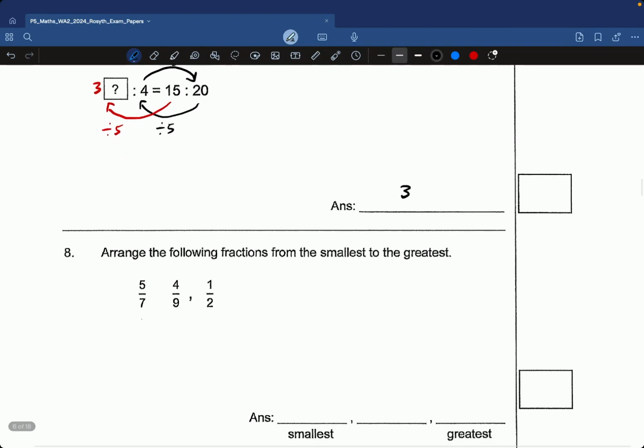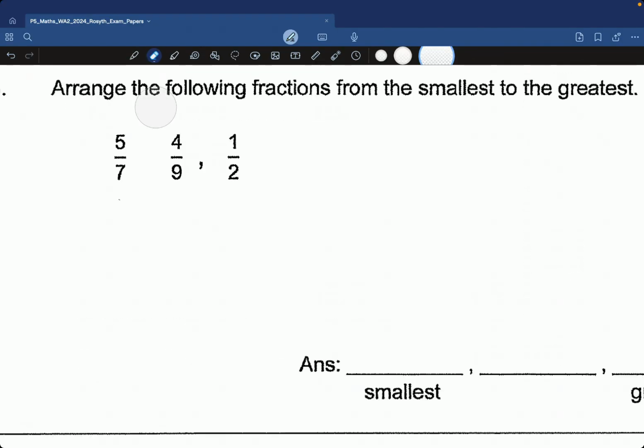Okay, pretty straightforward. Let's move on to question 8. Arrange the following fractions from the smallest to the greatest. So you have 5 over 7, 4 over 9, and half as well, right? I'm just gonna do something a little bit different. What I'm going to do is share with you how to do this a little bit simpler.